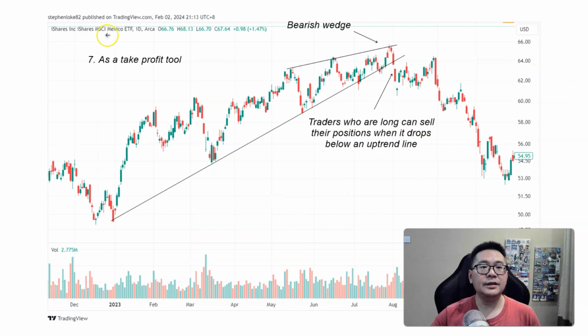Here we have the iShares Mexico ETF, right? Move up, form a bearish wedge, but actually when you connect the lows here, it's a very nice longer-term uptrend line. It formed a bearish wedge, and the moment it gaps also here, you can actually sell your position. Let's say you bought around here, and at this area you saw a bearish wedge and it drops below an uptrend line. You can actually sell your positions, right, when it drops below the uptrend line.